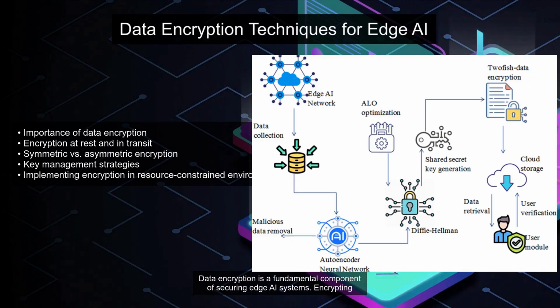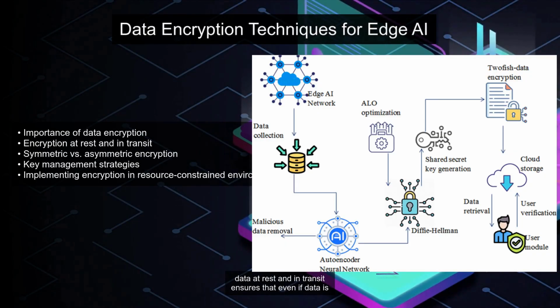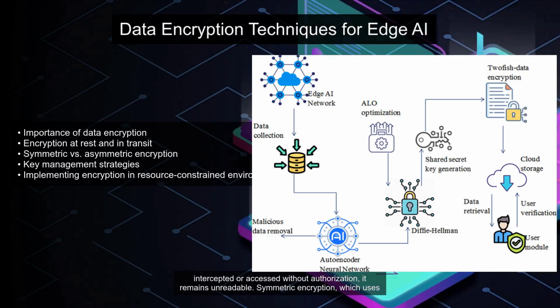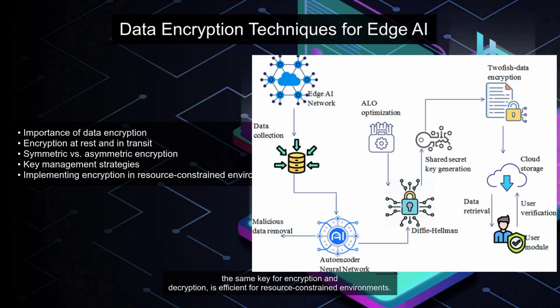Data encryption is a fundamental component of securing edge AI systems. Encrypting data at rest and in transit ensures that even if data is intercepted or accessed without authorization, it remains unreadable. Symmetric encryption, which uses the same key for encryption and decryption, is efficient for resource-constrained environments.